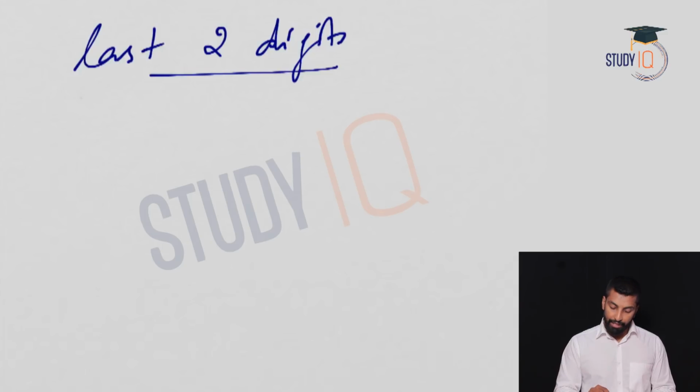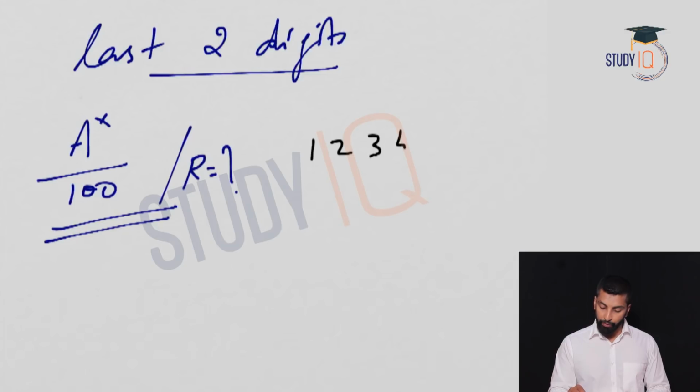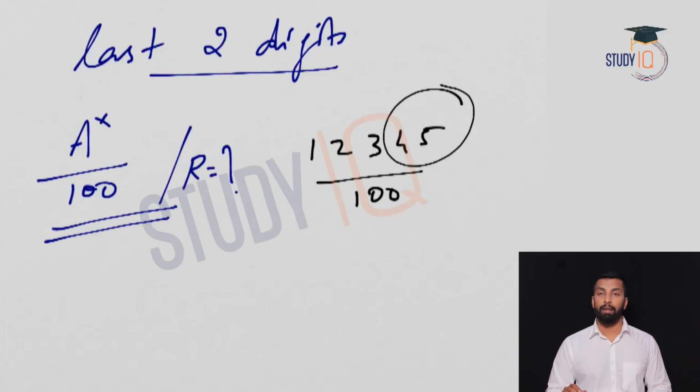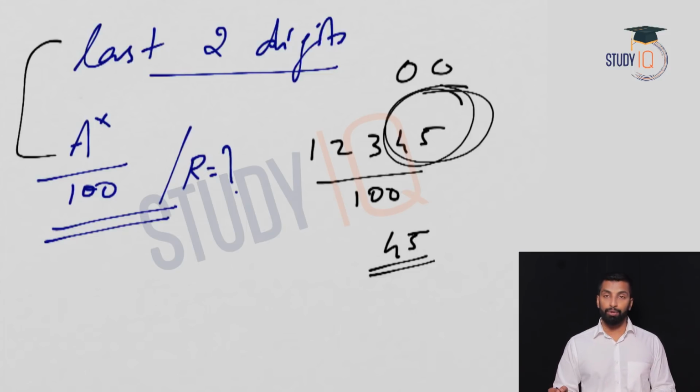Now in this video we are going to discuss last 2 digits, okay? Or you will get questions like a raised to x is a number, you divide by 100, what is the remainder? There is a question. So effectively I am asking last 2 digits. Why? If you have a number 12345 divided by 100, what is the remainder? For this the last 2 digits is the remainder, right? Because the rest has to be 0. So how much extra? 45 extra. That's your remainder. So last 2 digits means remainder when divided by 100. So in these 2 ways I can ask you this question.